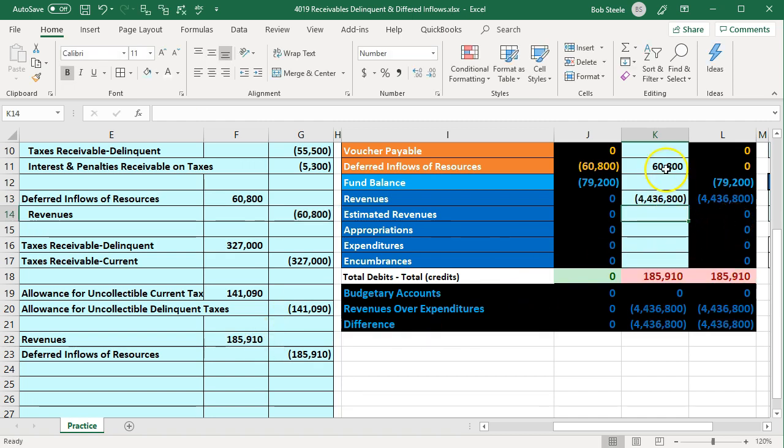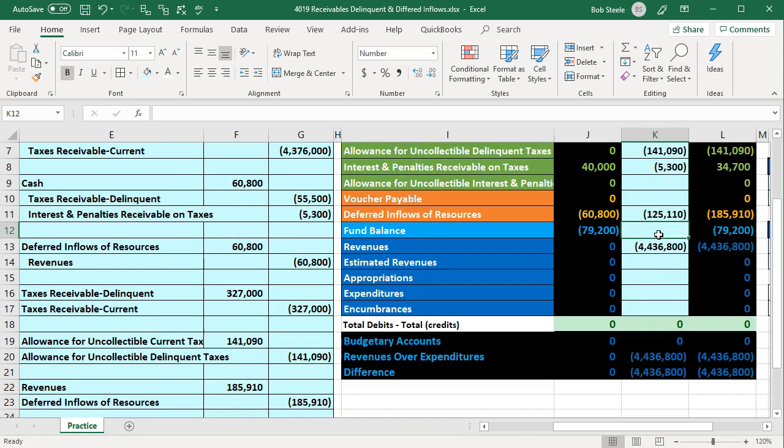And then the other side is going to go into the deferred inflows of resources. Something's in it, double clicking on that, plus, and it's going to increase that account, a liability type account, up by the 185,910, up to 185,910.